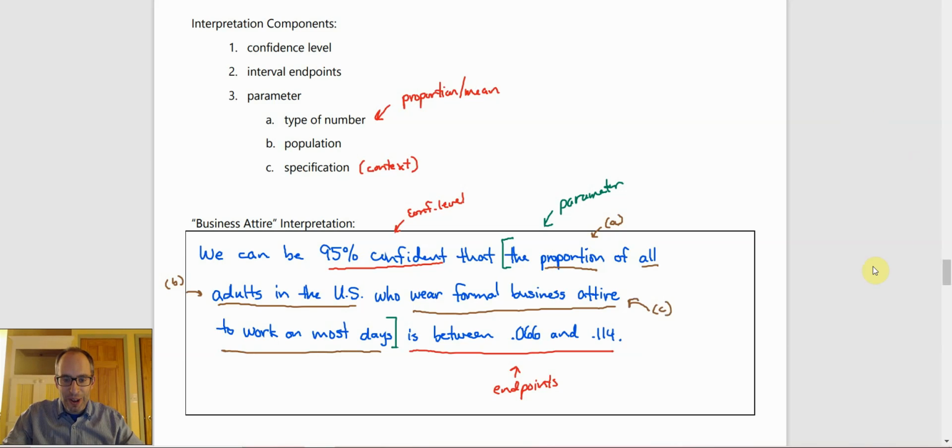So yeah, a lot going on there, right? But the easiest thing to do is get the confidence level at the beginning, endpoints at the end. So basically 95% confident that P is between 0.066 and 0.114. And I think that's what they look like in the homework. I think basically they just don't write the parameters out, because the parameter is the thing that makes this long, right? So type of number, the proportion, all adults in the US is the population, and then wearing formal business attire to work is our context, right? You got to get all that in there just to get the parameter. But I think the ones in the homework basically just don't write the parameters out.